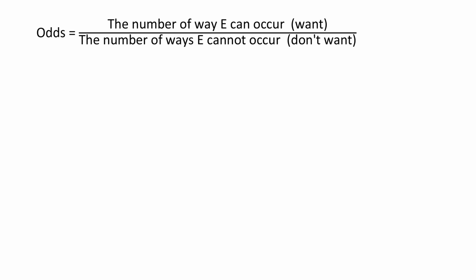Okay? Now, odds are the chance or likelihood that an event will happen when compared to all the possible ways that it will not happen. So probability is what you want over the total, over what you could get. Odds are the number of what you want over what you don't want. So the number of ways E can occur over the number of ways E cannot occur.